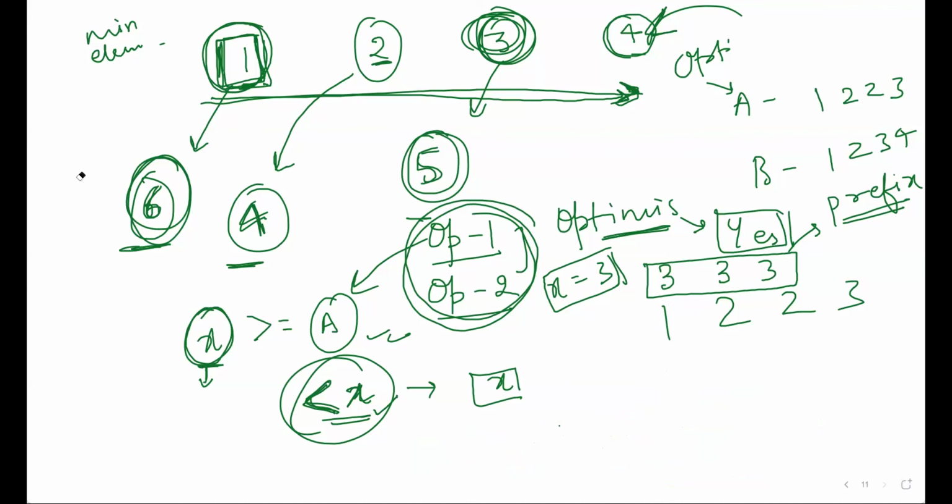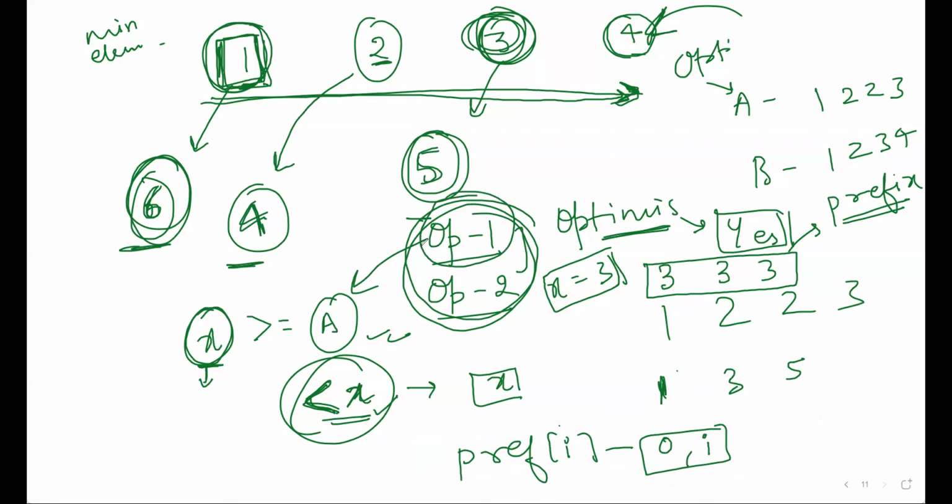If I have a prefix sum array, it will store 1, 3 and 5. So a prefix array stores some details. Prefix of I stores some special details from index 0 to I. Here we are storing sums. Why are we storing sums? It will help us find the number of operations which are required. Okay, how will they help?